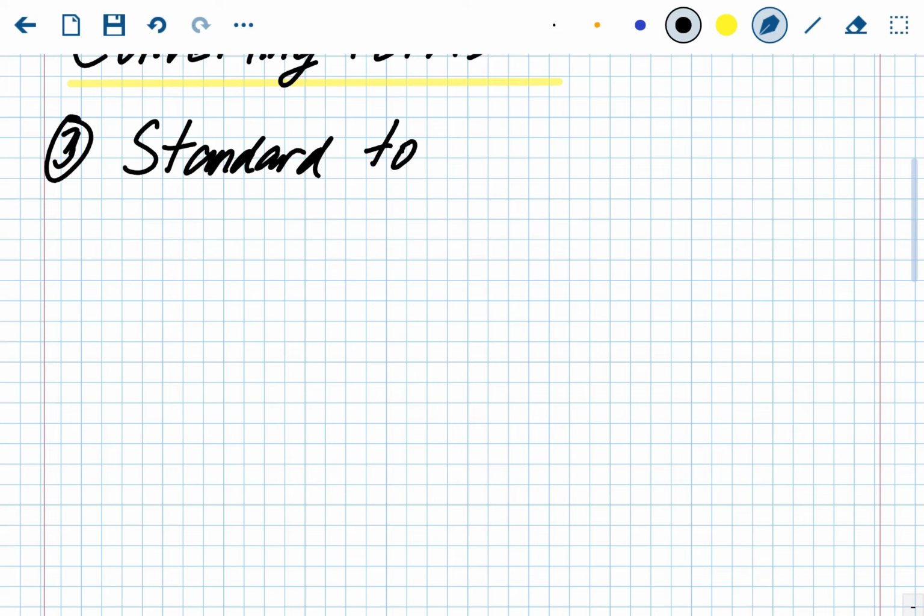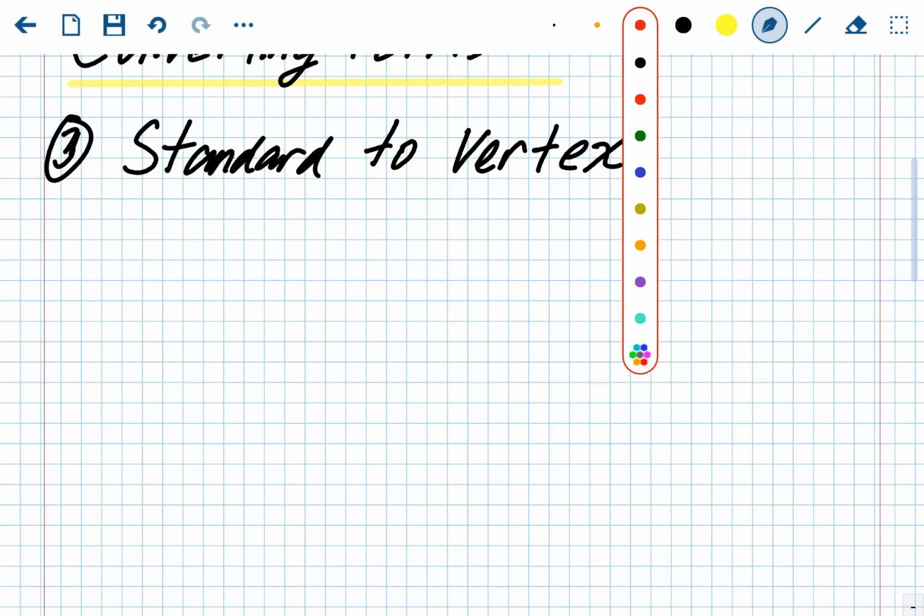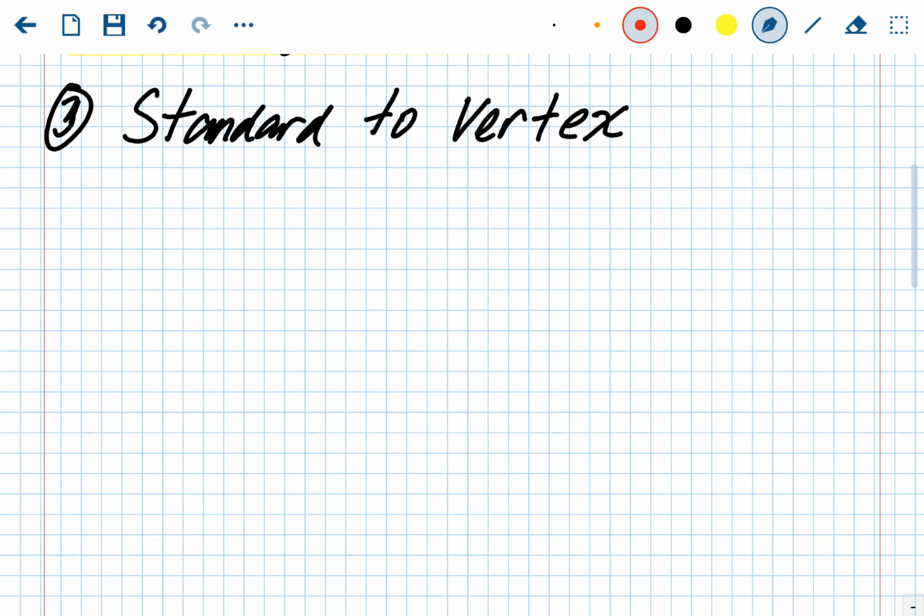So standard to vertex. There's actually two ways to do this. I'm just going to show one today. The other way we're going to talk about a little more later. If you're going from standard form to vertex form, it's simple. If you want to go to vertex form, you have to know what the vertex is. That's basically the only step to this problem. Find the vertex, and then identify what A is as well.